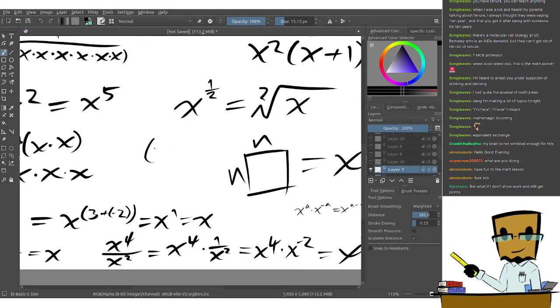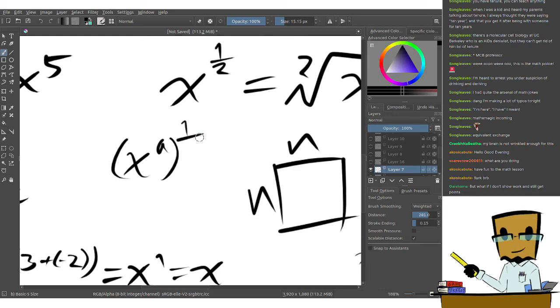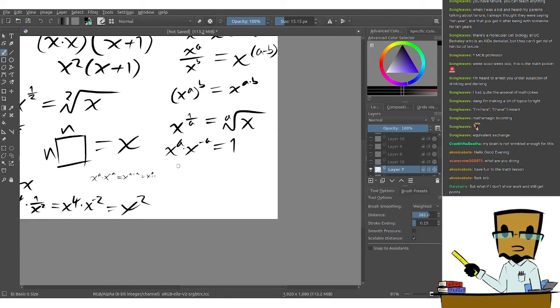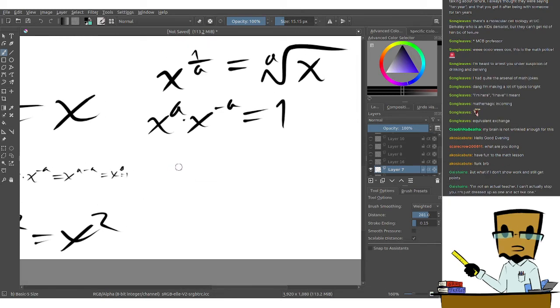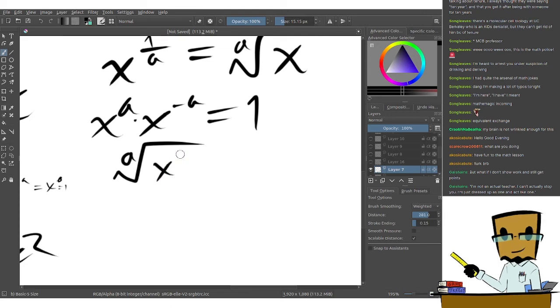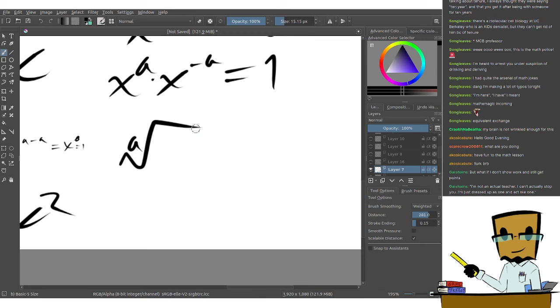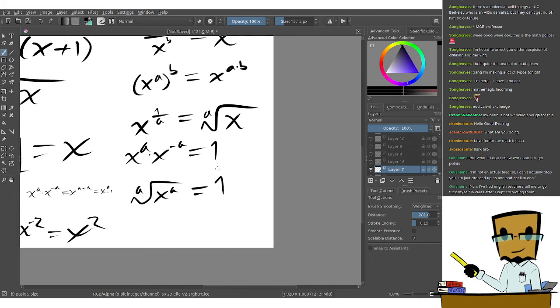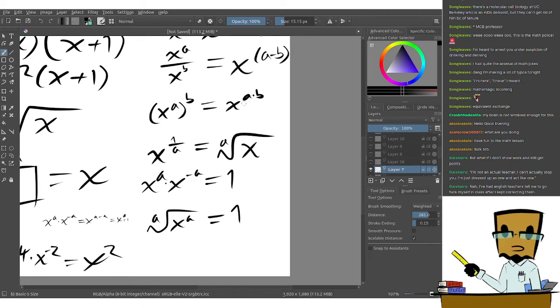But x to the power of a, to the power of 1 over a, equals, well, this one's very, very simple. But everyone knows this. Well, I guess everyone uses nth root, but it's too close to the other formula. X to the a equals 1. Because if we do this, well, check this out.